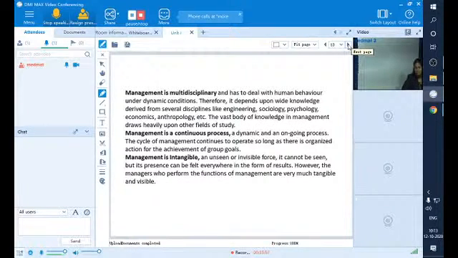Then management is a continuous process. So it is a dynamic and ongoing process, the cycle of management continues to operate so long as there is organized action for the achievement of group goals. For example, you know the product life cycle, okay, the product life cycle has four stages. The first one is the introduction stage, the next one is the growth stage, the next one is the maturity stage, and the fourth one is the decline stage. So that is the product life cycle stages.